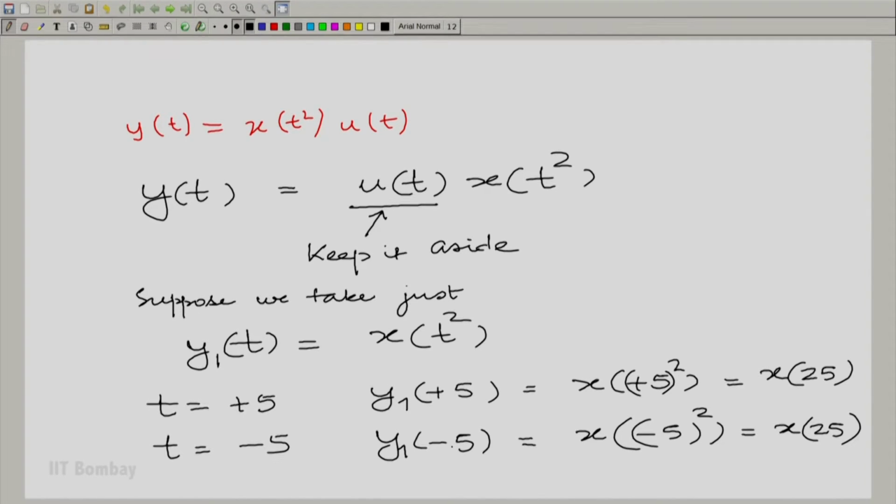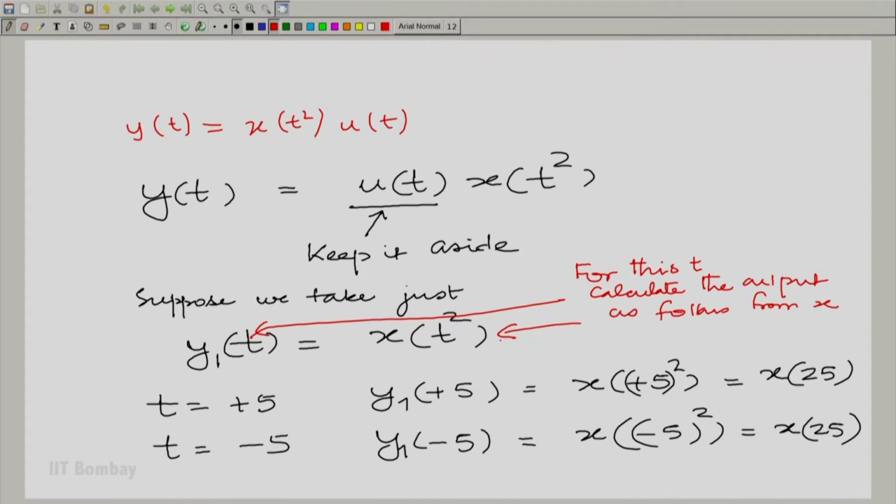So, when we write a system description like this, we must interpret it as follows. You are saying, for this t, calculate the output as follows from x. So, you pick any t and you are reading off. Of course, in this case, luckily your equation is not implicit in the sense that it is not recursive. If it were recursive, then there is trouble. In fact, then you do not even know if you properly have solutions or not, but here it is very clear. There is no ambiguity about the definition.